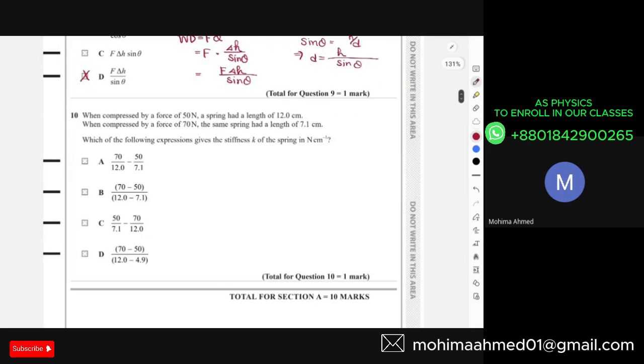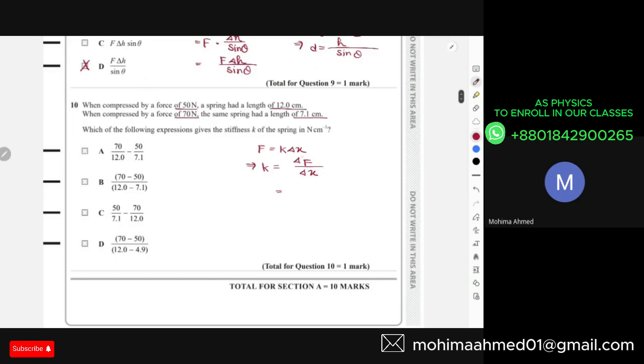When compressed by a force of 50 newtons, a spring had a length of 12, and when compressed by a force of 70 newtons, the spring had a length of 7.1. Which of the following expressions gives the stiffness K of the spring in newtons per centimeter? We don't need to change the unit. I'm trying to find the stiffness. Stiffness is force equals K delta X, so to find K, it will be F divided by delta X. So we have to use the change in F and the change in X.